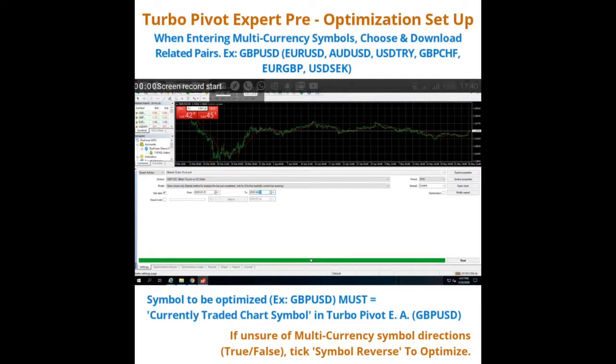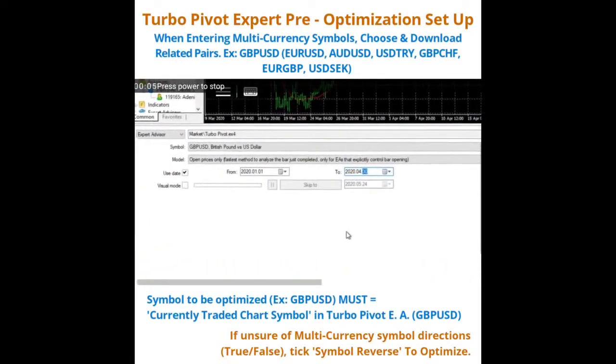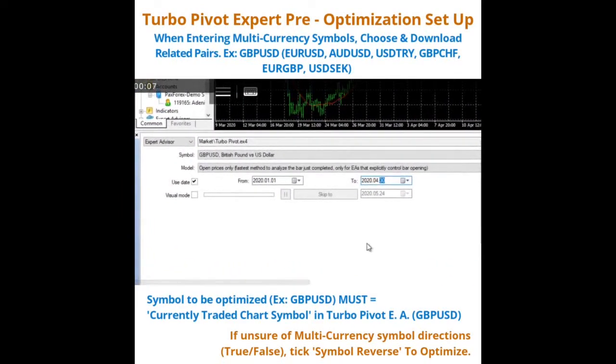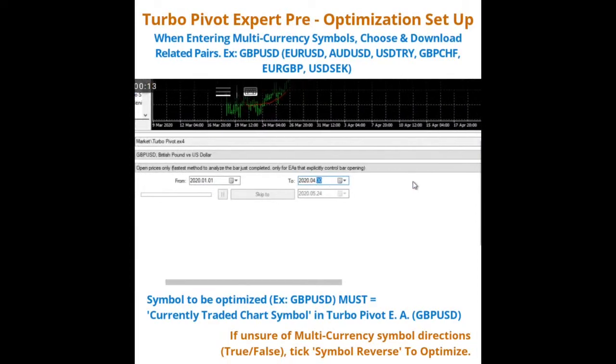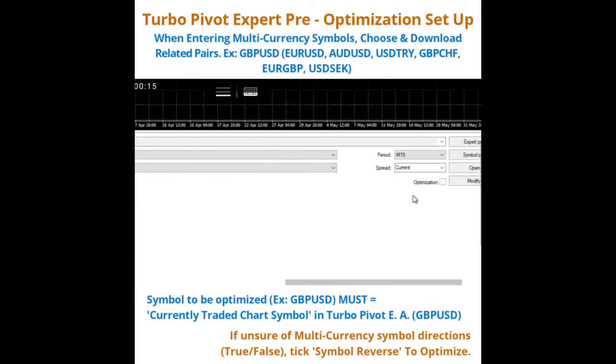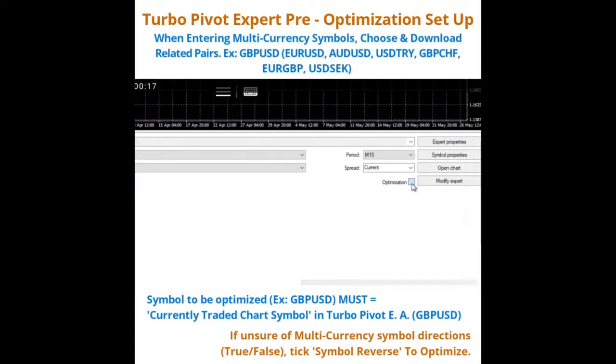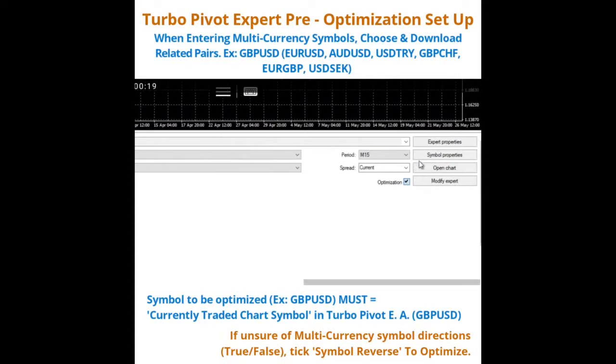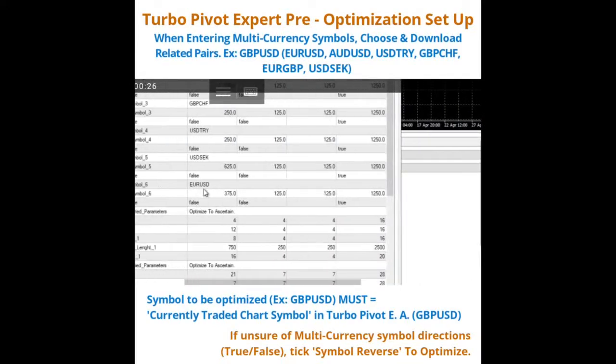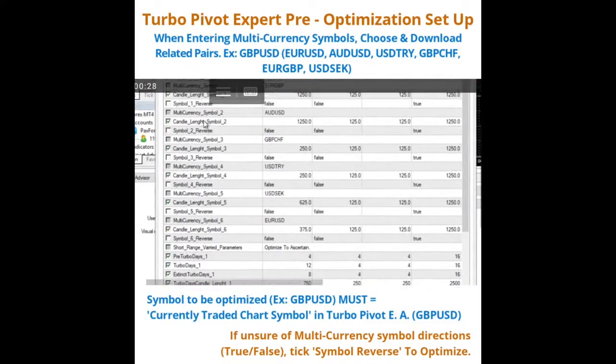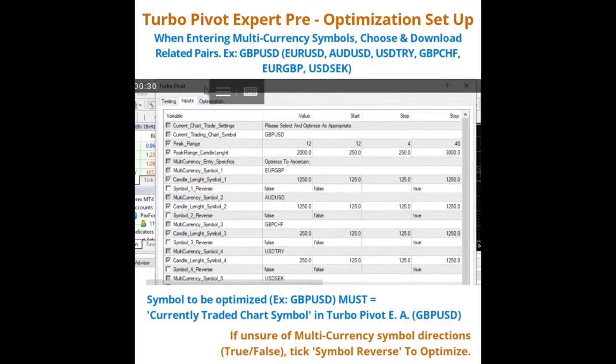Now, this is a pre-optimization setup. Remember the dates are shown. Look at it. That is the start and finish date. We're using the M15 time frame to optimize. You can actually make use of any of the periods. We want to look at the expert properties. We are looking into the expert advisor properties.